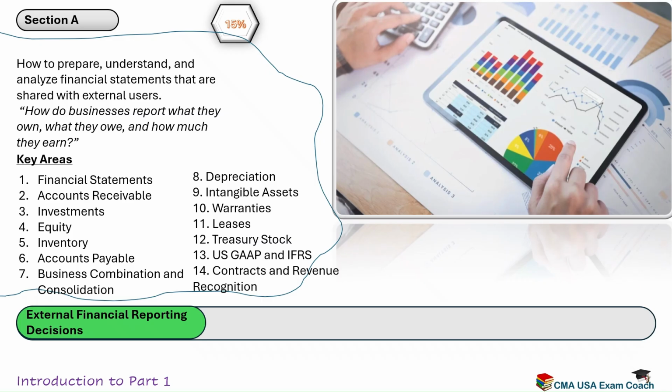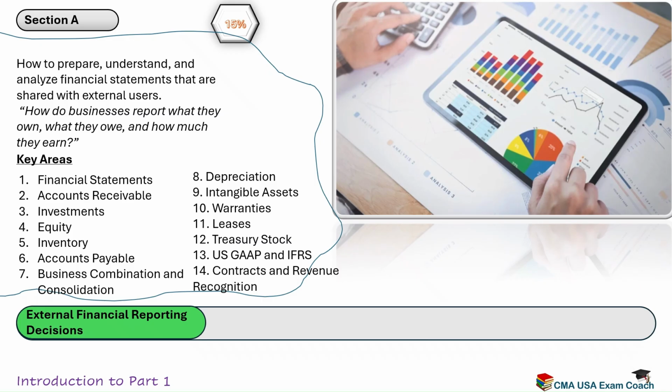13. US GAAP and IFRS. These are the accounting standards used around the world. GAAP, Generally Accepted Accounting Principles, is used in the United States, while IFRS, International Financial Reporting Standards, is used in many other countries. You'll compare both and understand the key differences in how they report transactions.